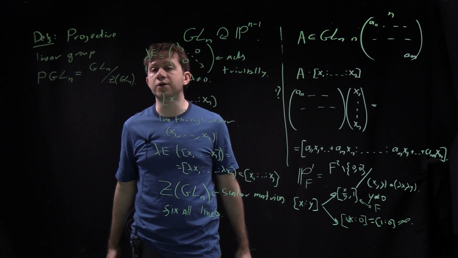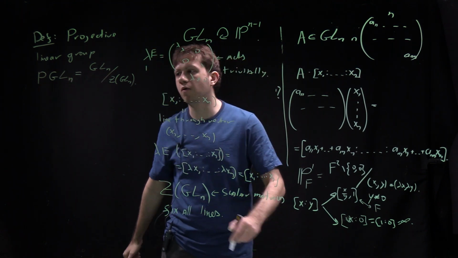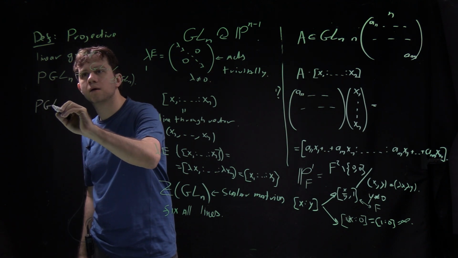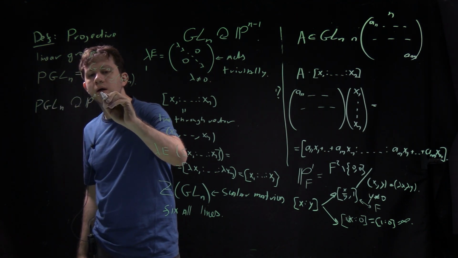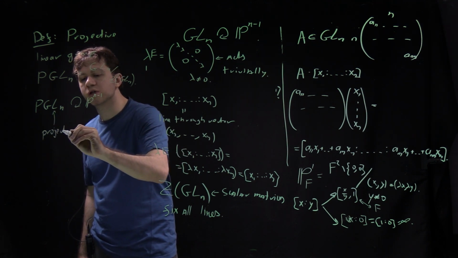And the question is, why do we care? The reason is because this group naturally acts on P^(n-1). So PGLN acts on P^(n-1), and these are called projective transformations.